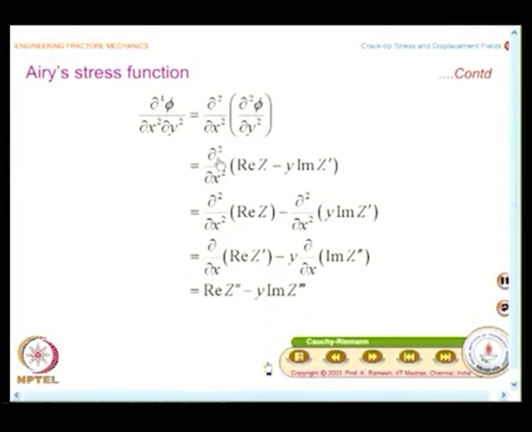So, I have to get ∂²/∂x² of the real part of z minus y imaginary part of z prime, and when you do this I have to differentiate ∂/∂x of the real part of z prime minus y ∂/∂x of the imaginary part of z double prime, which finally turns out to be the real part of z double prime minus y imaginary part of z triple prime.